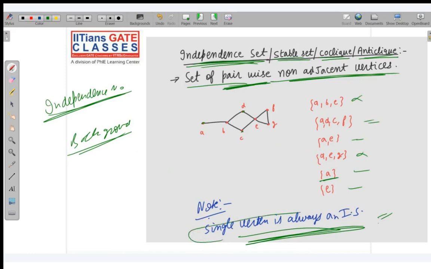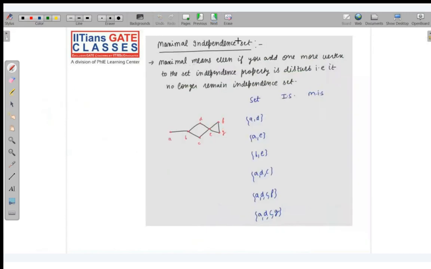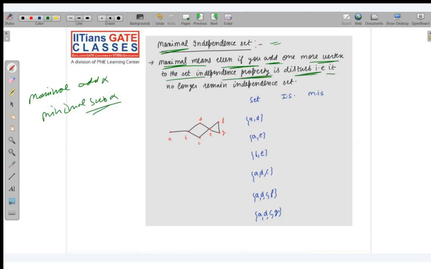That is what I have written here. Next is the maximal independent set. Independent set we have done; now it is maximal. Maximal means you cannot add. Minimal means you cannot subtract. So maximal means even if you add one more vertex to the set, the independence property is disturbed, that is, it no longer remains an independent set.